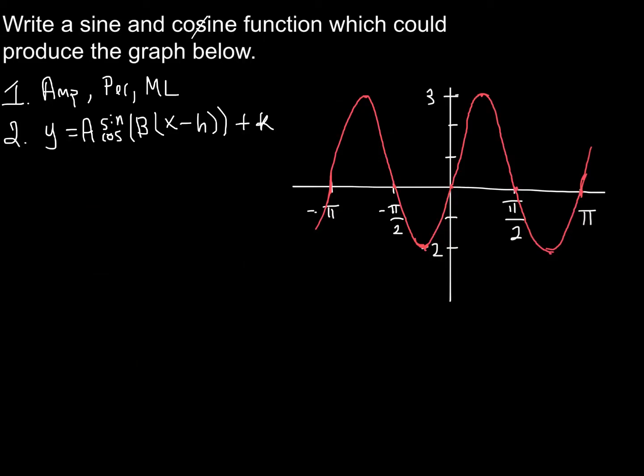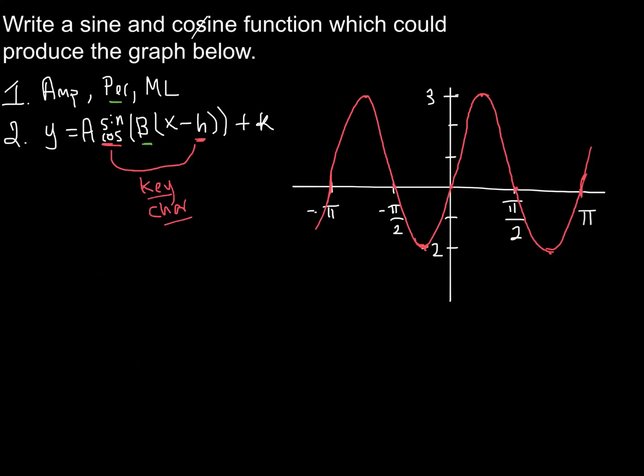Okay? The trickier ones to find are going to be the b value, right? That's going to relate to the period. And then deciding whether it is cosine or sine and what your phase shift is going to be. All right? So this will relate back to the key characteristics that we talked about. Okay? Use your key characteristics here.